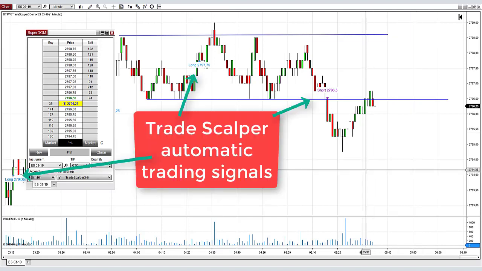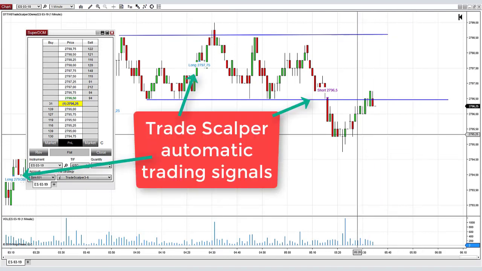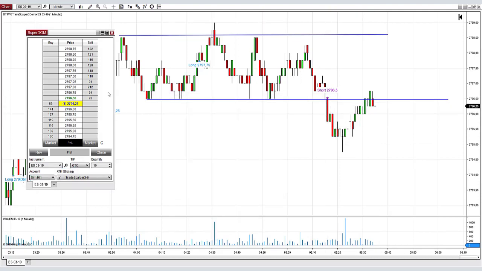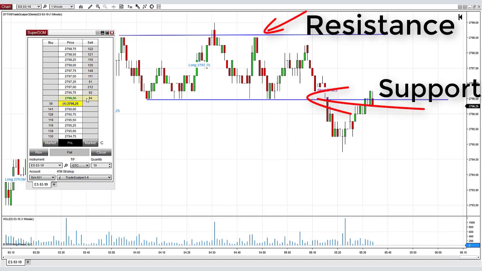But when scalping, sometimes the market is so fast that you are not able to enter your scalp trades at an optimal price. But what I would do then is to look at where support and resistance levels are and see if I would be able to enter a trade based on both the Trade Scalper and price action, support and resistance.